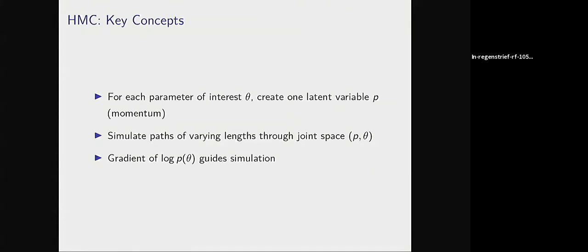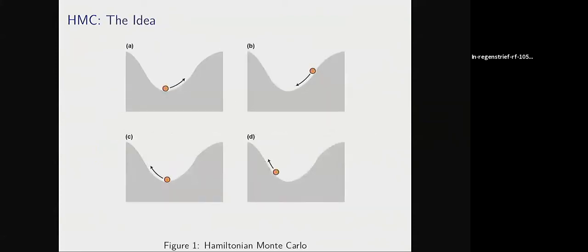P comes from physics. It's called momentum in the physics language, but it's just a latent variable in our application. And the joint space that's created by the Hamiltonian differential equations and the combination of the momentum and the variables of interest theta creates trajectories, a space of trajectories upon which we can run our simulation and get an estimate of what the posterior distribution looks like, with the gradient of the log posterior guiding us along the way.